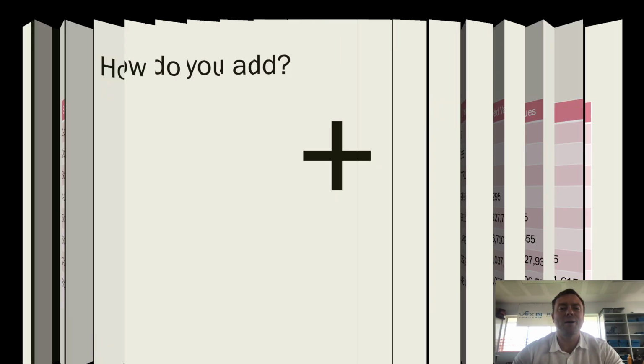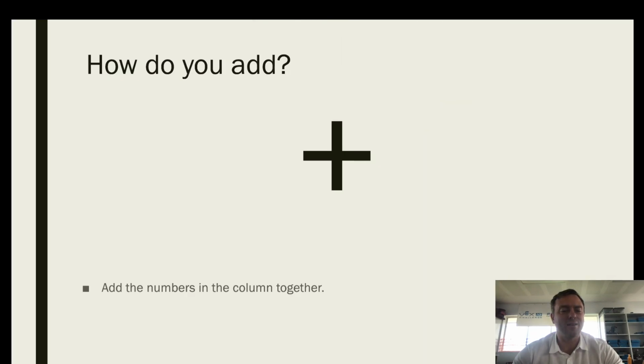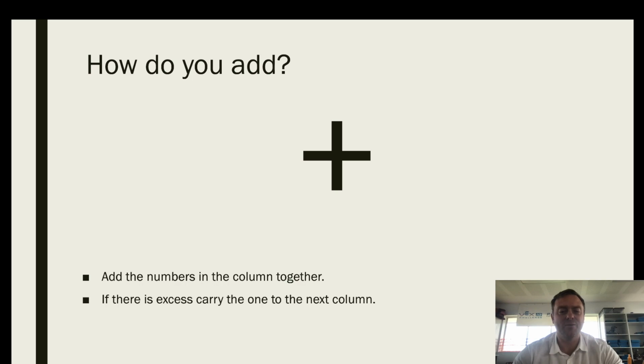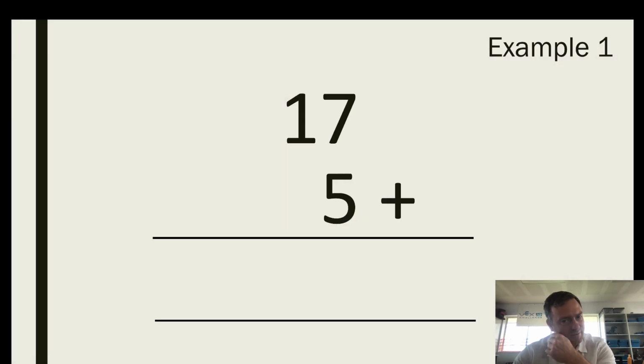So how do you add in binary? Well, it's pretty simple. Basically, add the columns together. If there's an excess, you carry the 1 to the next column, and then repeat until all the columns have been completed. So in this little simple example here, 7 plus 5 gives you 12, so 2, carry the 1. 1 plus 1 gives you 2, so you get 22.